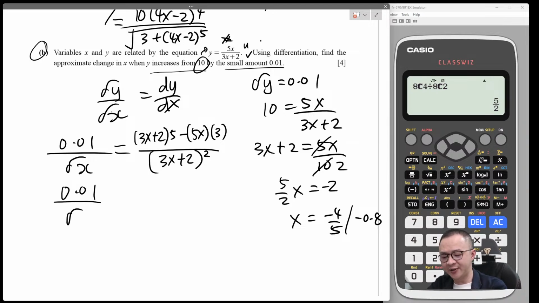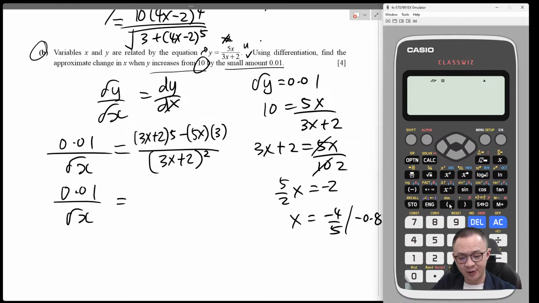I will just insert the number into it. Never mind, I will just do 3x plus 2. Multiply 5 minus 15x over 3x plus 2 squared. Calculate, my x is negative 0.8.